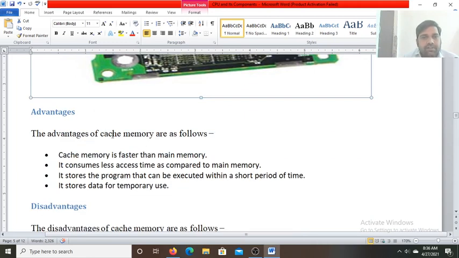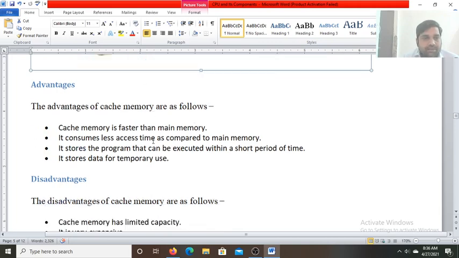Now see the advantages of the cache memory. What is the advantage of the cache memory? Cache memory is much faster than the main memory, meaning RAM. It consumes less access time as compared to the main memory. It stores the programs that can be executed within a short period of time, and it stores the data for temporary use. It does not store the data permanently.